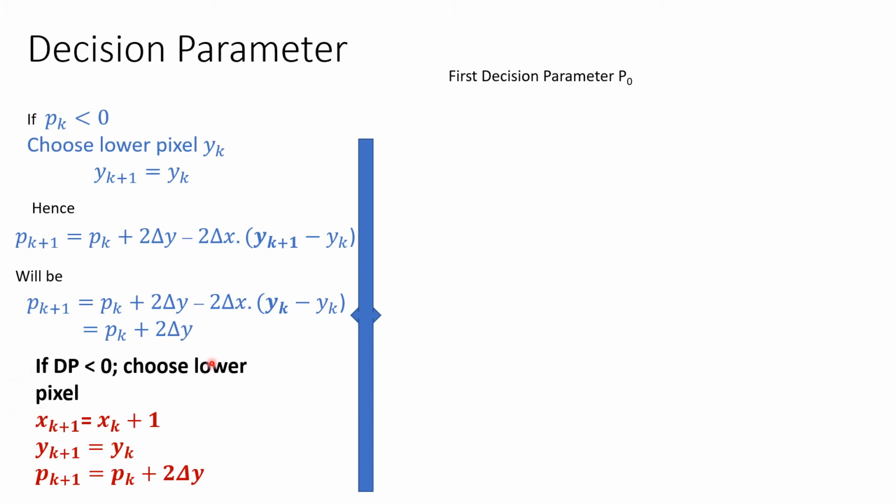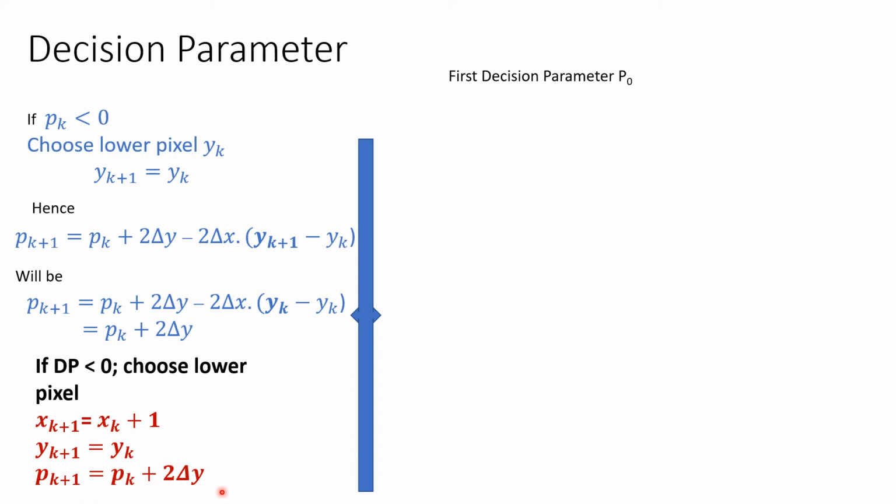Now this is again a set of equations that will be used in the algorithm for a decision parameter whenever the value is less than 0. X is incremented by 1. The next value of y will be the lower pixel, which is yk. And the next decision parameter equation will now be reduced to this.